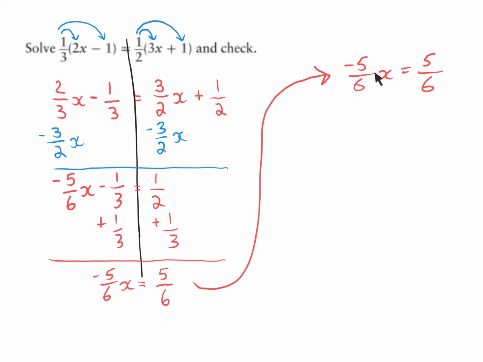All I have left to do is, this is negative 5 over 6 times x. So to cancel multiplication, I'm going to divide both sides by the whole thing. Negative 5 over 6 divided by negative 5 over 6. And you'll find that our answer, again, just use your calculator for this one, is going to be x equals negative 1. And that is our answer.